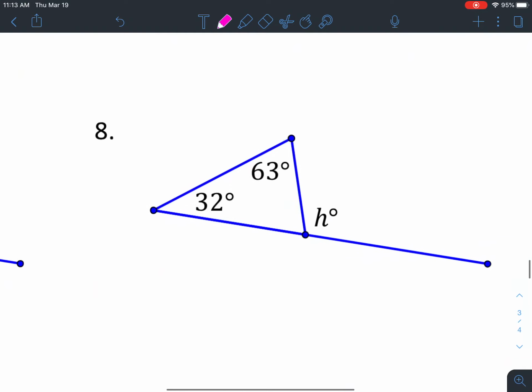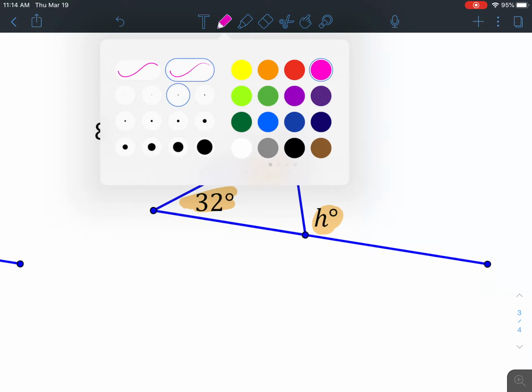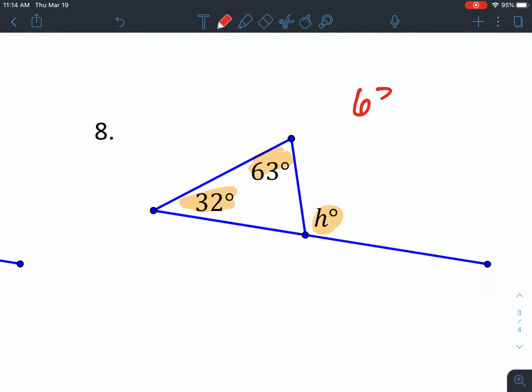Number 8 is a little different. If you remember from the second page where you were reading, the two opposite angles, if we add those together, equal that outside angle. So for this one, all we have to do is 63 plus 32. Let's see, 95 degrees. That's it.